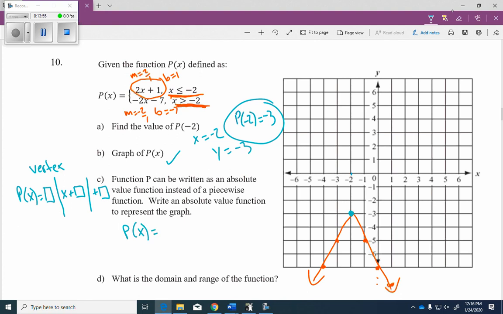So since it's opening downward, I need a negative. Its slope is 2 over 1, so it's actually a -2. It shifted from the origin, it shifted to the left 2. So a +2 inside the absolute value symbols, and it shifted down 3, -3 outside the absolute value symbols.